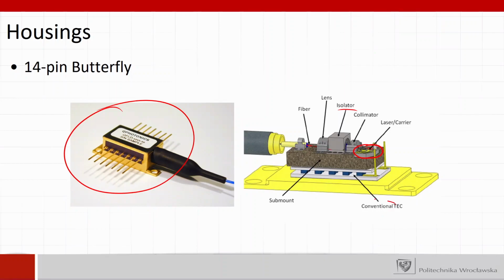We have also a thermoelectric cooler. This is usually a Peltier element. So this is a component that allows for easy cooling of the component. So then we put this diode on some heatsink, and we extract heat. Of course, there is also a monitoring photodiode inside as well.